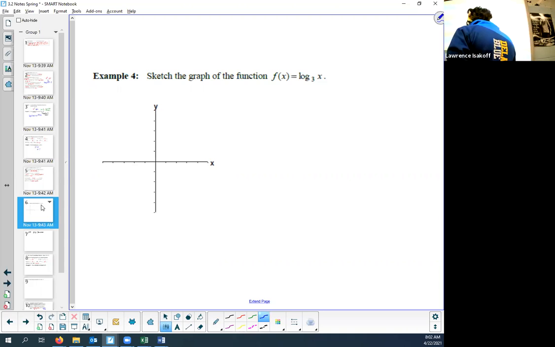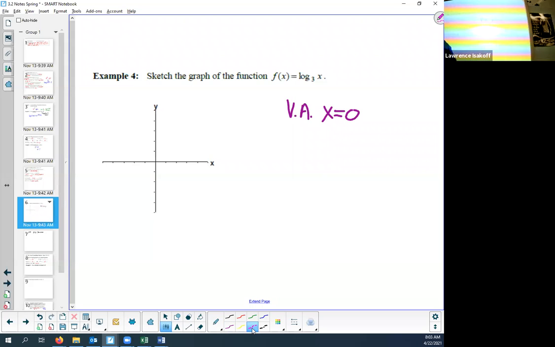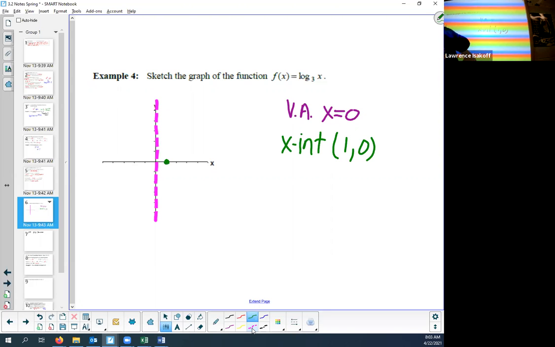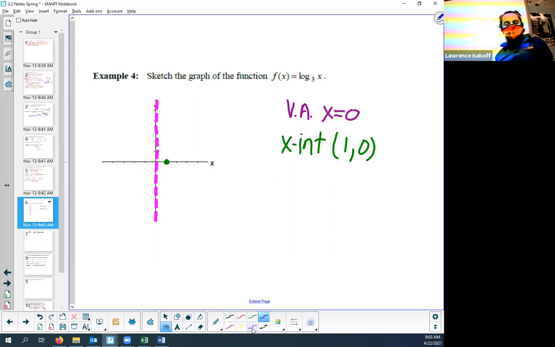So my critical information here, I know I have a vertical asymptote at x equals 0. So at x equals 0, I'm going to draw a dashed line like so. And I know I have a default x-intercept at 1, 0. So I want to plot that. Now that I have that information, I'm just going to do my best to draw this.